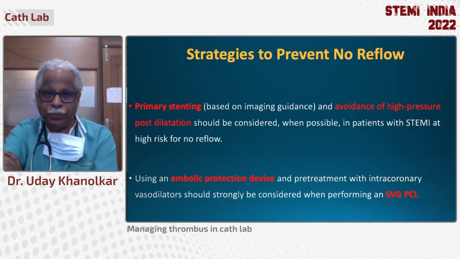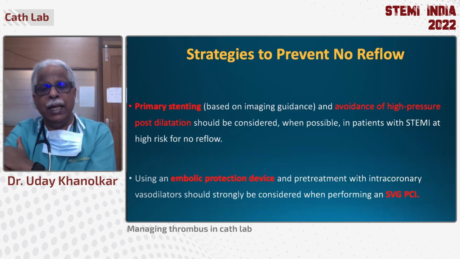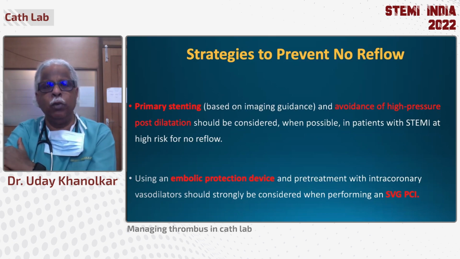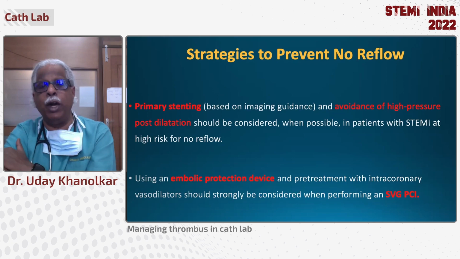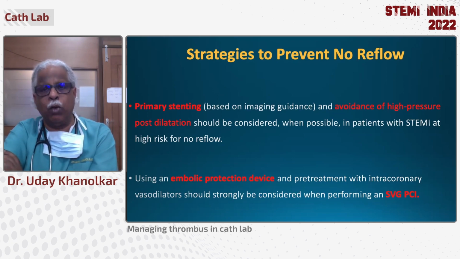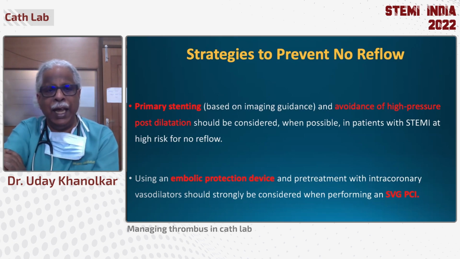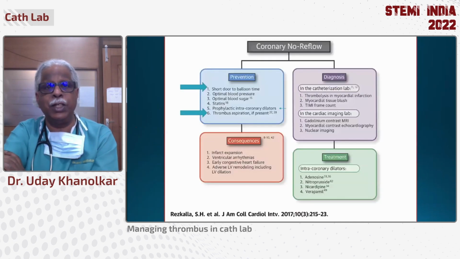In order to avoid this, the least amount of intervention should be done inside the coronary, favoring a primary stenting and avoiding any high pressure post dilatation, so that the spasm, microvascular spasm and the distal embolization is prevented. In patients with SVG grafts where we are doing a PCI, embolic protection devices are important. However, in primary PCI in the native coronary artery, embolic protection device has no role.